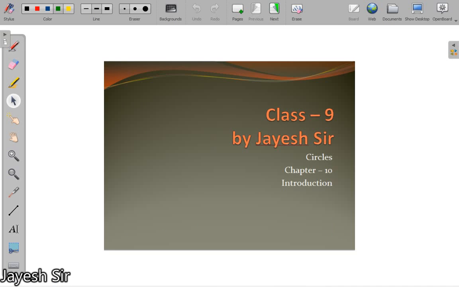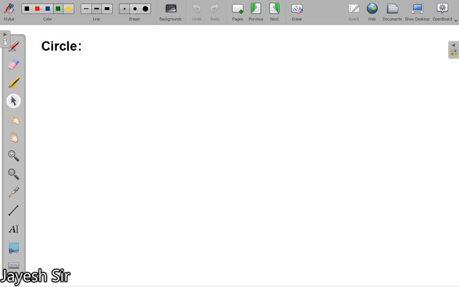We are starting with the new chapter called Circles. It is chapter number 10 of your NCERT book. So, first of all, let us start with some definitions. We'll start with the definition of the circle.